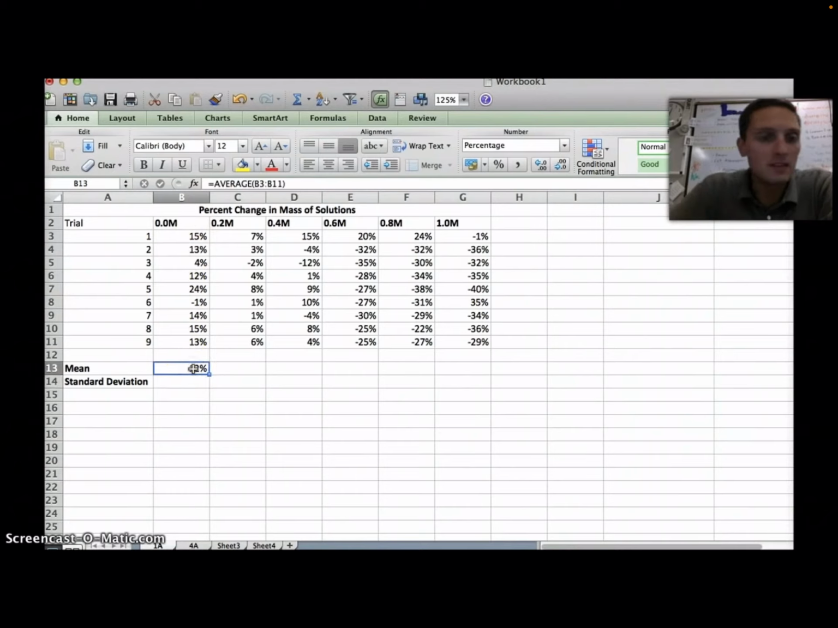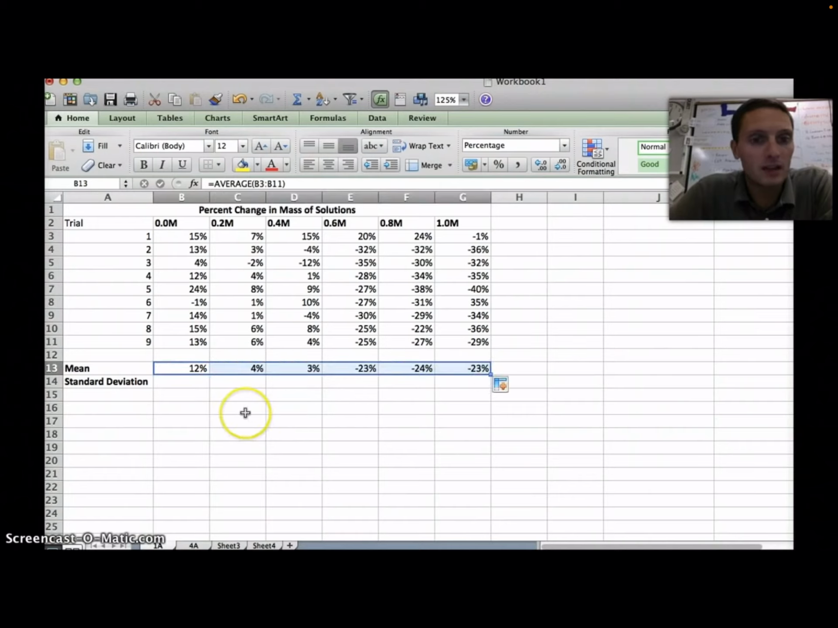Now, as we learned in the last video, I don't have to do that for all of these. I can actually just have Excel copy that formula for all of them. So if I move my cursor to the bottom right hand corner of this cell, my cursor changes to a black cross sign. So I'm going to click once with my mouse and drag that across all the way to 1.0 molar, and that's going to then calculate the average or the mean for all of these different values.